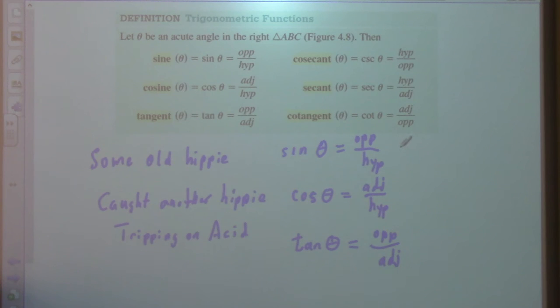So again, the reciprocals are going to be CSC theta equals hypotenuse over opposite, secant theta equals hypotenuse over adjacent, and finally cotangent theta is equal to adjacent over opposite.